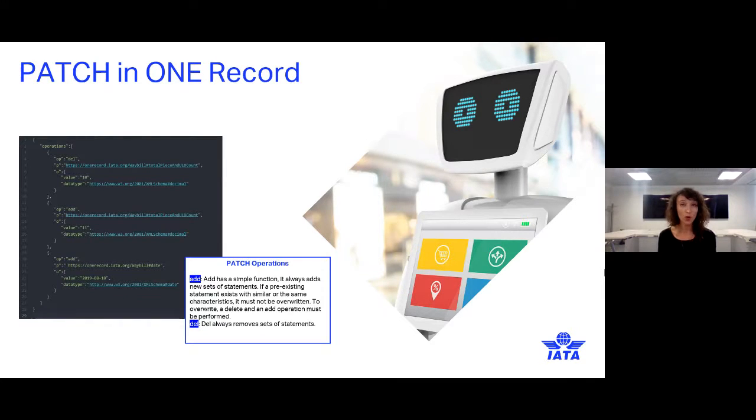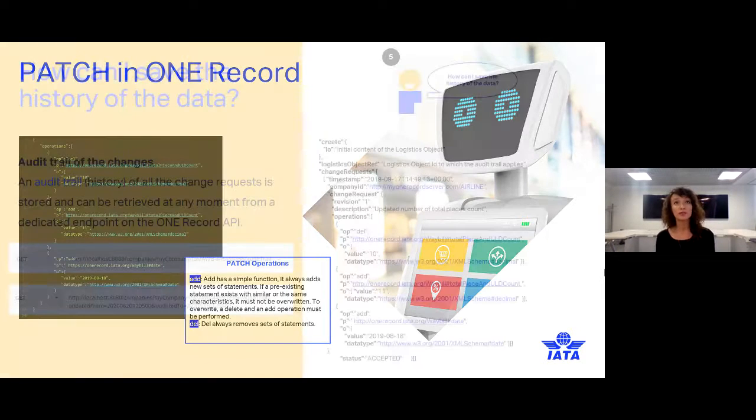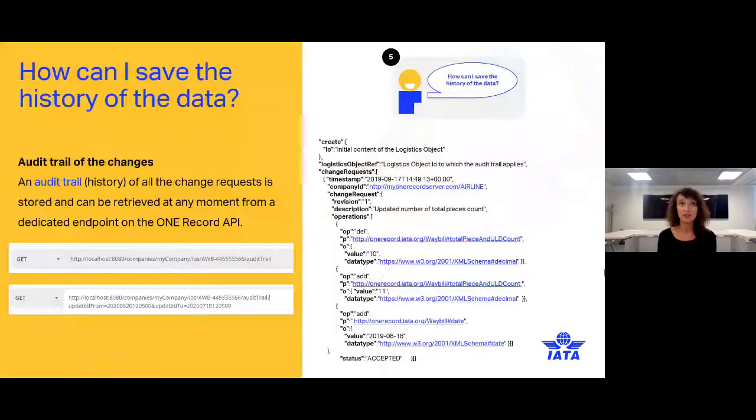Okay, now that we are always applying these kinds of operations of delete and add, we get to the next question: how can I save the history of data? Because if we have so many changes being applied, how do I know what happened, who has requested which change, what was the state of the logistics object on a revision? For that, we have developed what we call an audit trail, which is basically a history of all the change requests that were applied on a logistics object.